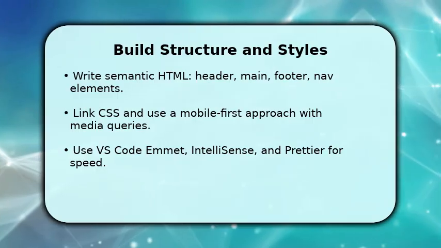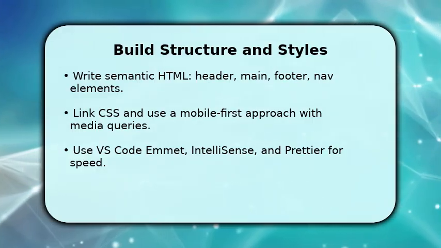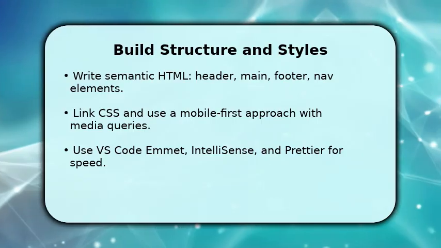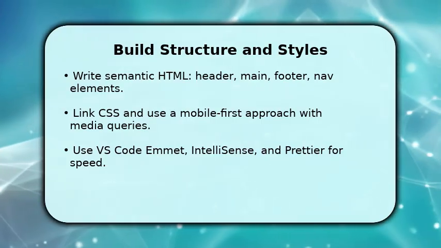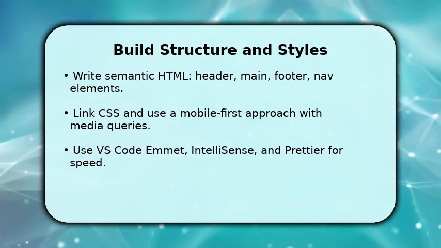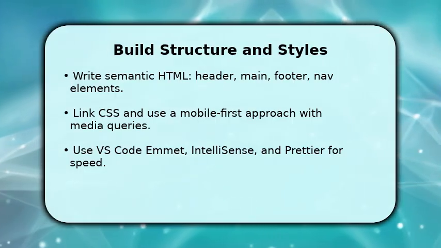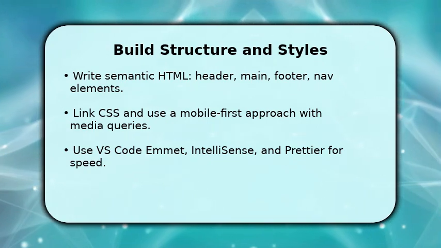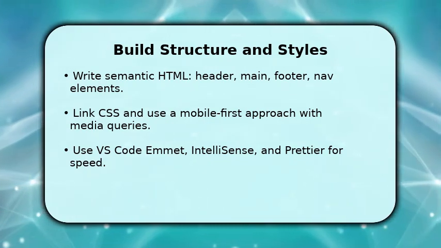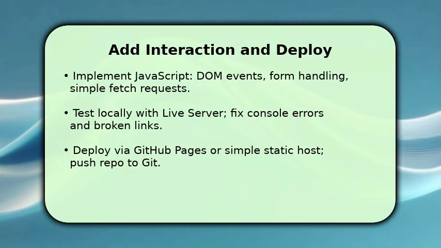Use VS Code features: Emmet abbreviations speed up markup, IntelliSense suggests attributes, and Prettier keeps formatting consistent. As you code, run Live Server to verify layout. This tight loop helps you spot spacing and stylesheet cascade issues before moving to finish by adding JavaScript for interactivity.